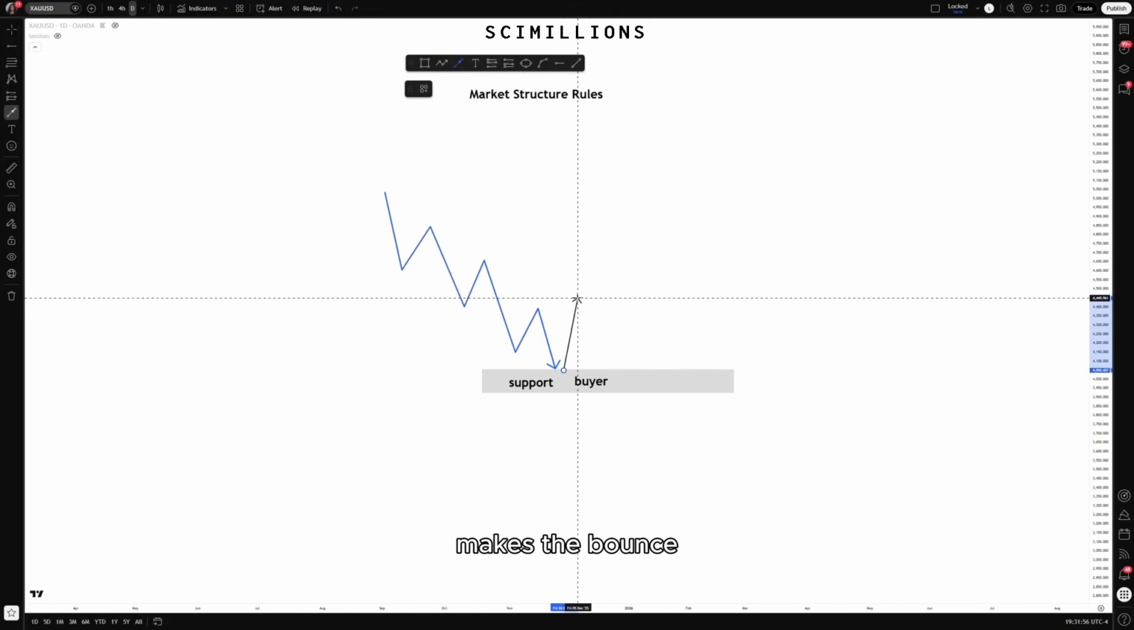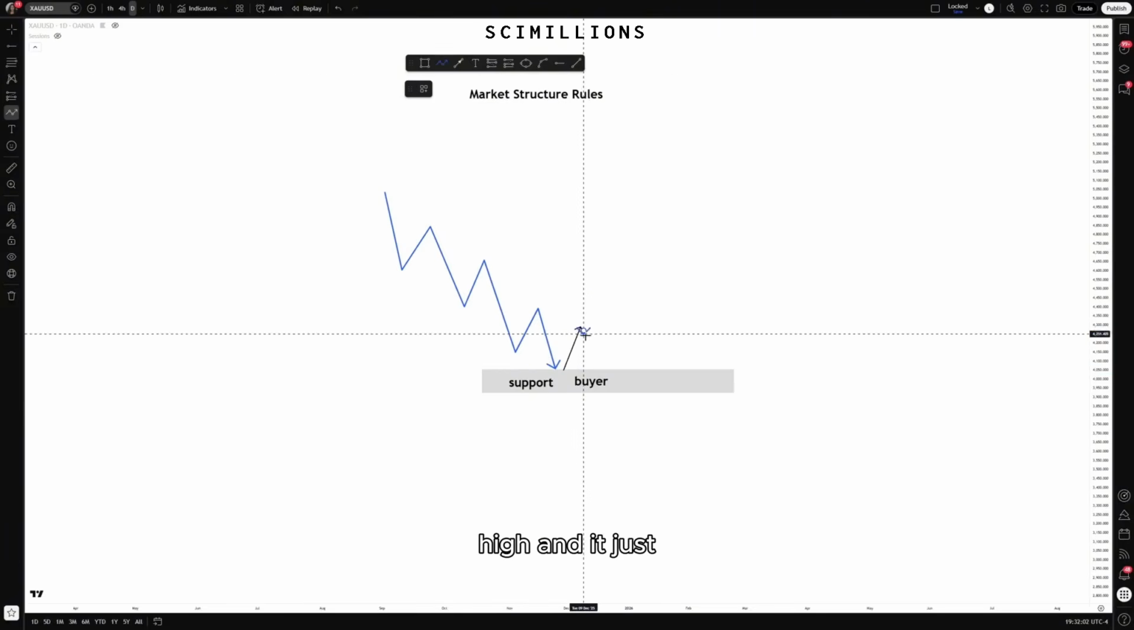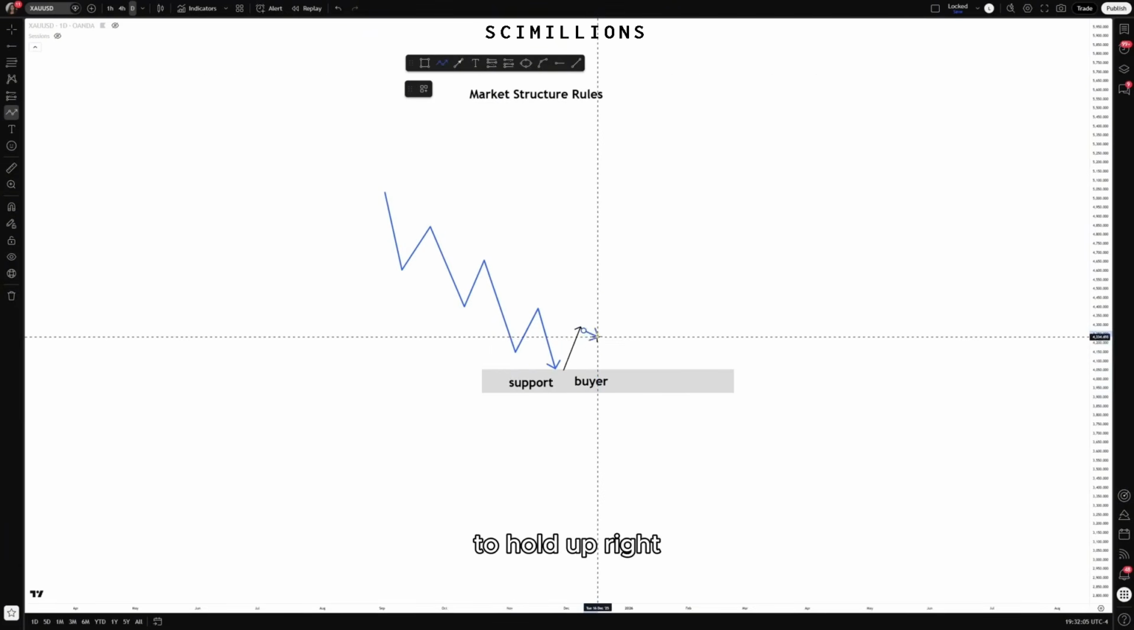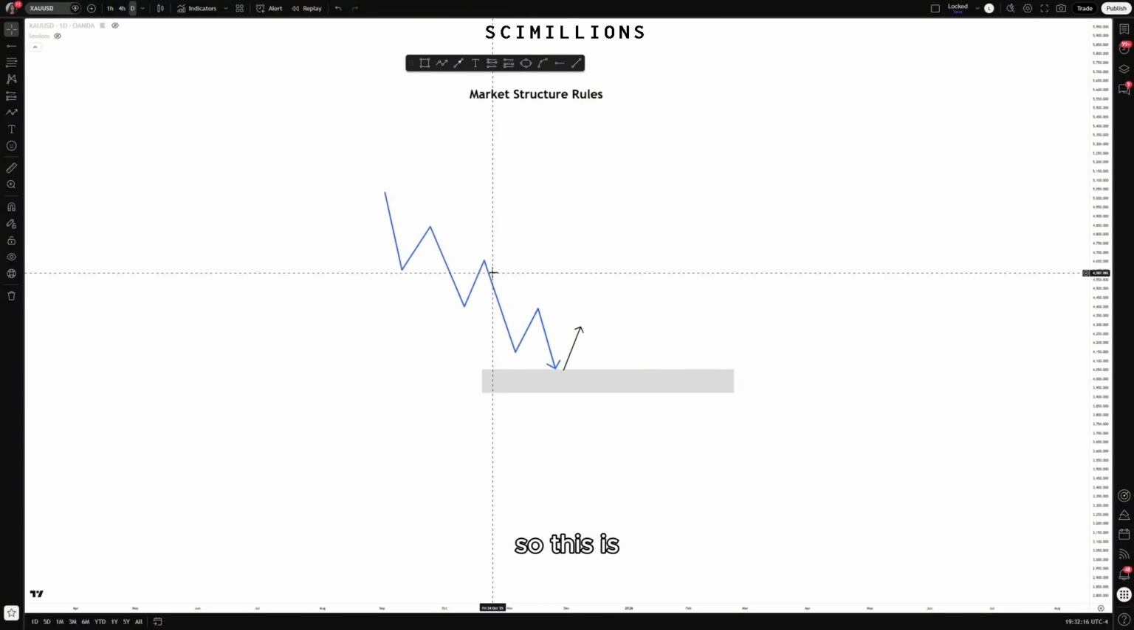And this is what makes the bounce, right? Price tries to bounce off of here, makes a lower high, and it just falls through again. That money wasn't enough to hold up, right? So support is always like buyers saying, hey, if you want to keep this business afloat, they're basically paying the bill. So this is the business going downhill.